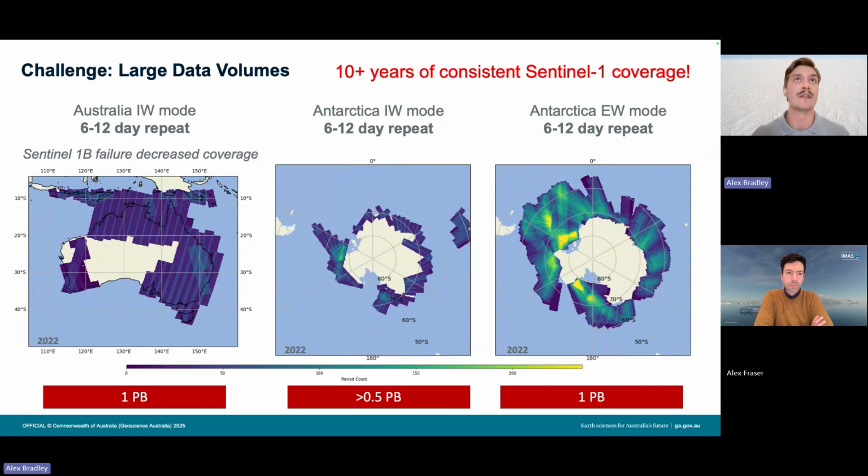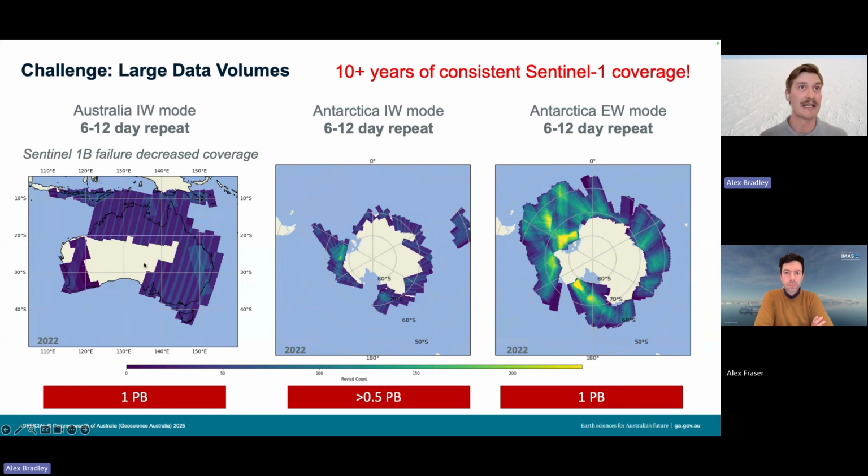Beginning with the data volume side of things, Sentinel-1 goes all the way back to the end of 2014. So we're looking at over 10 years of consistent coverage across the continent and across the globe as well. We have these three pictures here. On the left, we have Australia's coverage in the interferometric wide mode. In the middle, we have Antarctica's coverage in the interferometric wide mode. And on the very far right, we have the extra wide mode, which is specific to Antarctica, where we reach out into the broader sea ice and polar region zones.